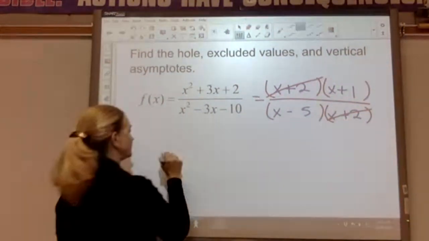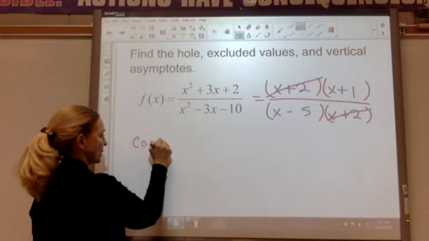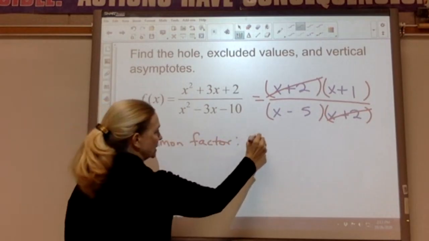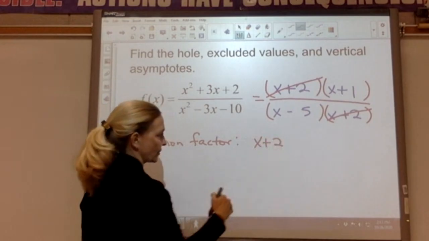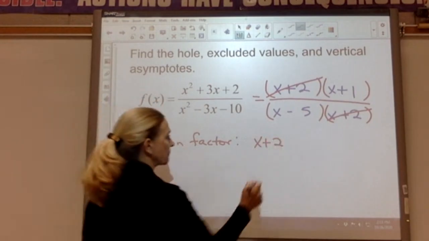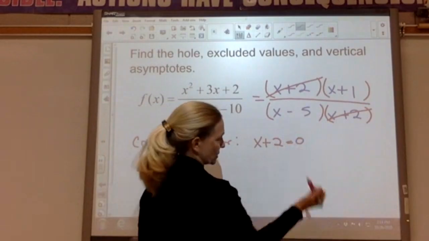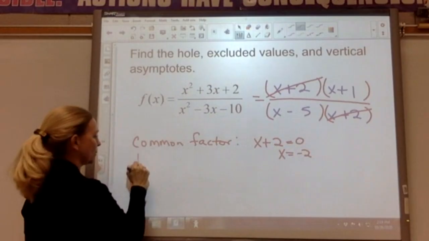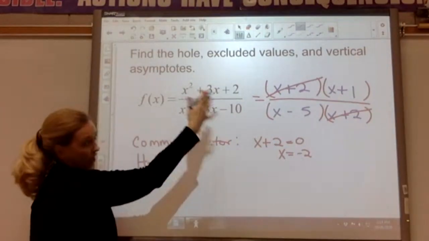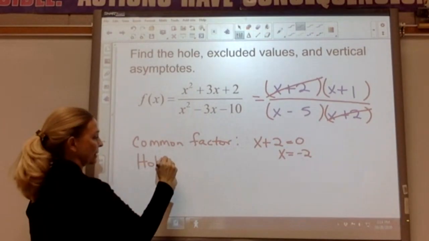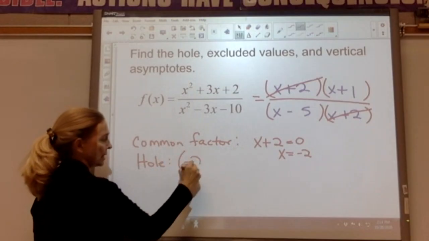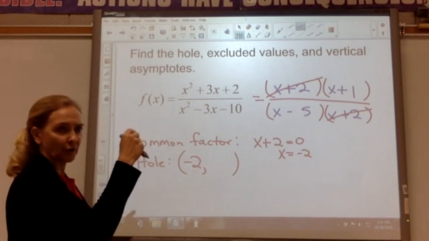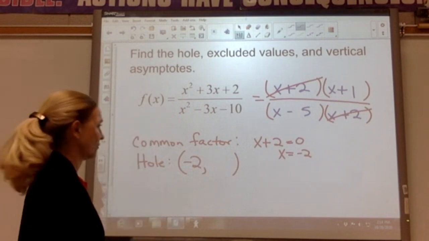So the common factor is x plus 2. Right? And so we're supposed to set this equal to 0. So we set this equal to 0 and solve. That gives me x equals -2. So this tells me I'm going to have a hole because I have a common factor. And it's going to be at the ordered pair -2 something, because a hole is a point on a graph where it is undefined, right?